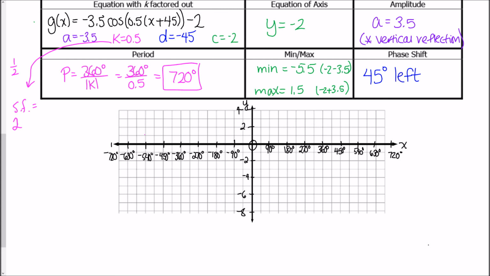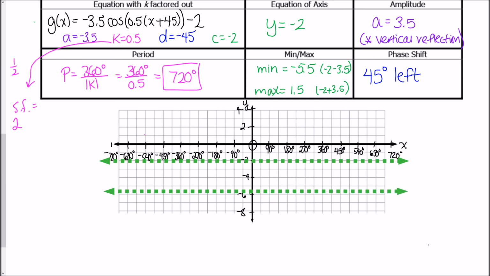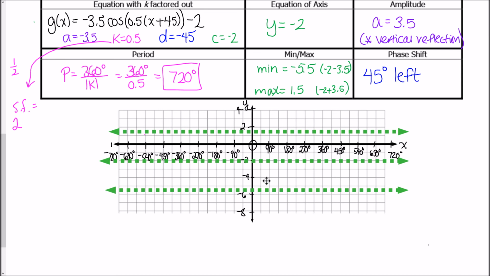Okay, so now I want to draw in the equation of my axis, which is at y equals -2. So I'm going to draw a dotted line right at y equals -2. And then I'm going to draw in where my minimum line and my max line are going to be. My minimum line is going to be at -5.5, so I'll go halfway between -5 and -6, and I'll adjust that in a minute. And then the max is going to be at 1.5, so I'll go halfway between 1 and 2. Again, I'll adjust that right now. So here's 1.5, and then this right here would be -5.5.